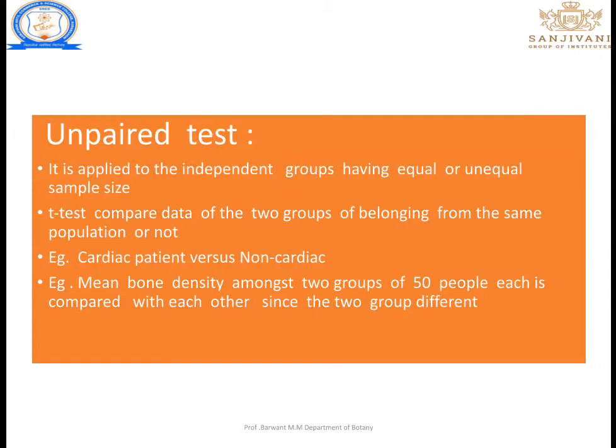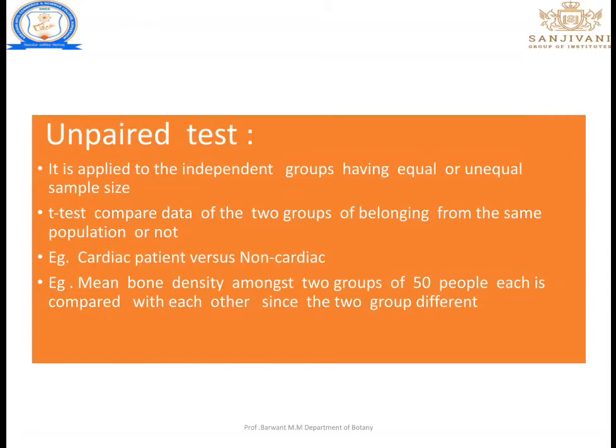For example, cardiac patients versus non-cardiac patients. The mean bone density amongst the two groups, 50 people each, is compared to each other. Since the two groups are different, that is the parameter and an example of an unpaired t-test. Is that clear? It is simple.